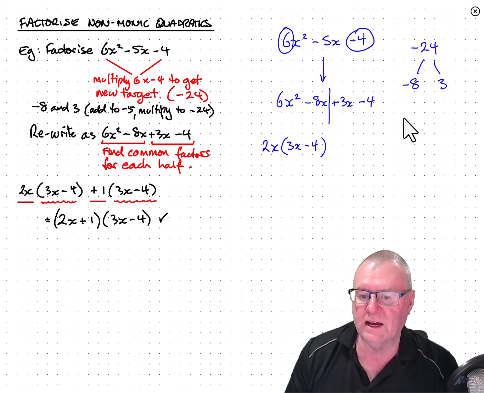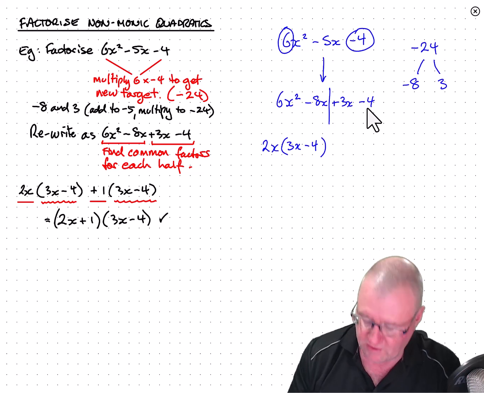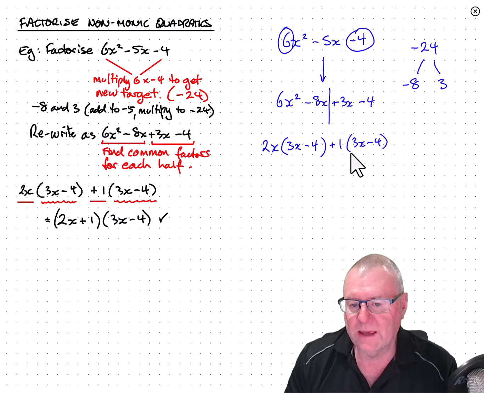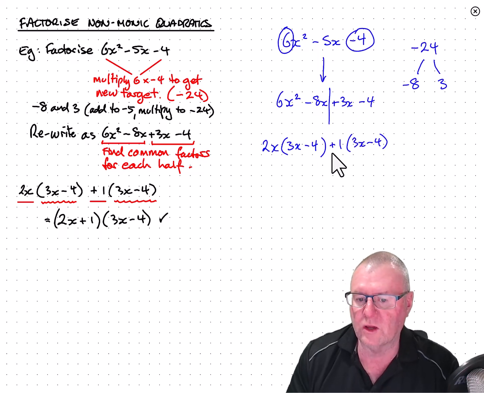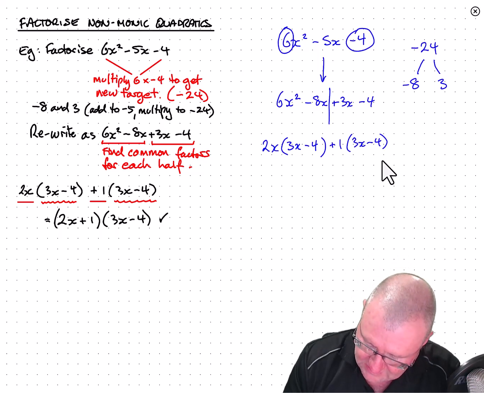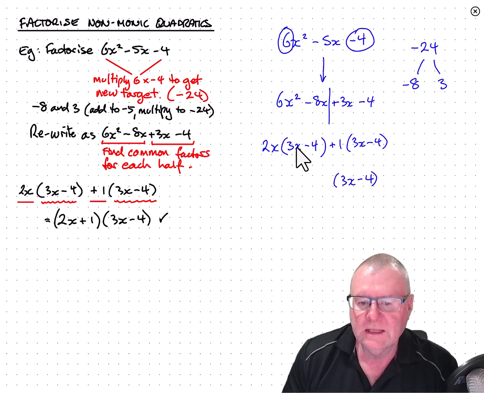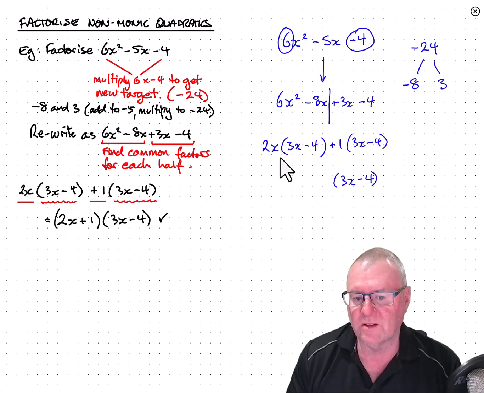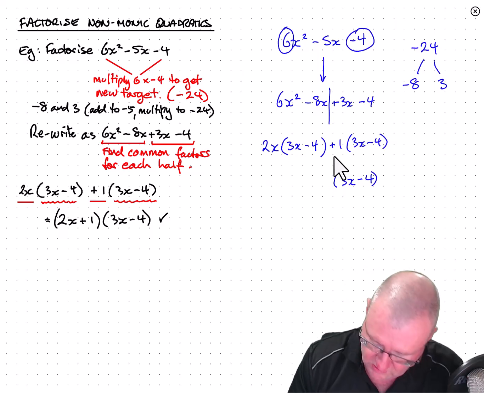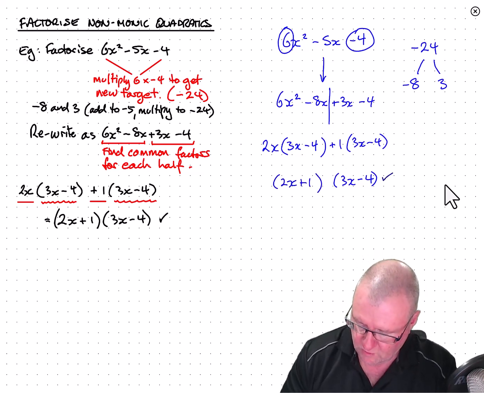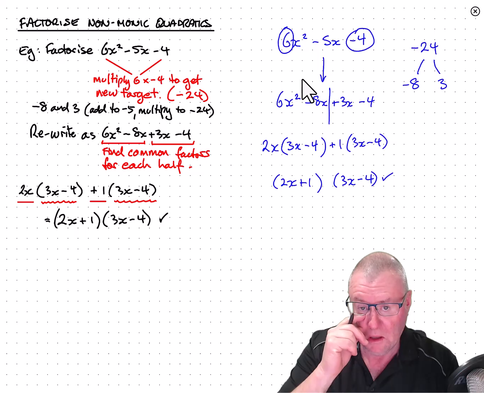Now I'm going to do the same with the second half. There is no common factor. Really, the only thing that's common to both of those is 1. So I'm going to go plus 1 outside of 3x minus 4. The reason I do it that way is you can see now that 3x minus 4 occurs in both brackets. So that is going to be one of our factors. The other part is just the bits that are left outside the brackets. I've got a 2x and a plus 1. So 2x plus 1. Boom, we're done. We've factorized our non-monic quadratic.